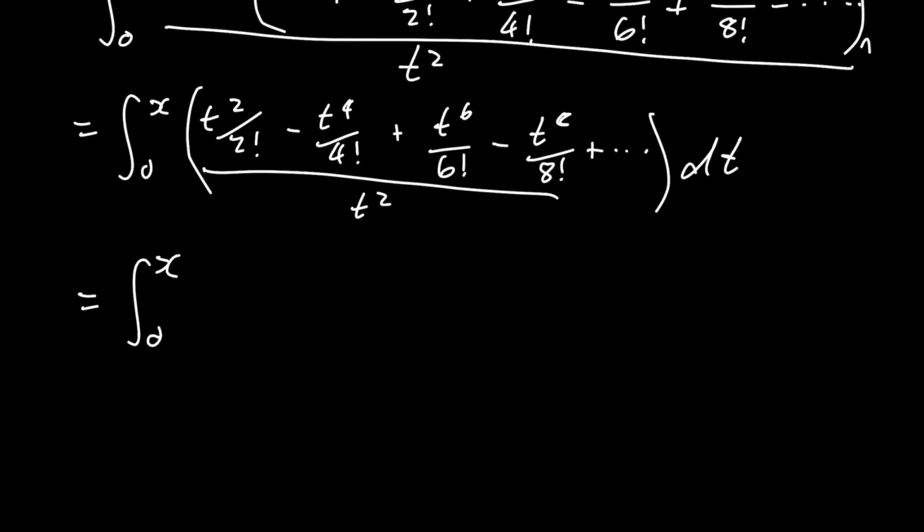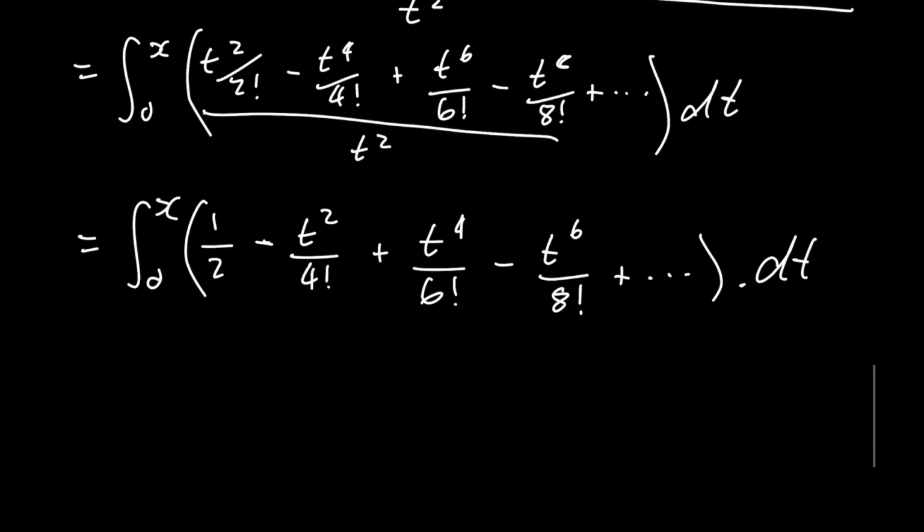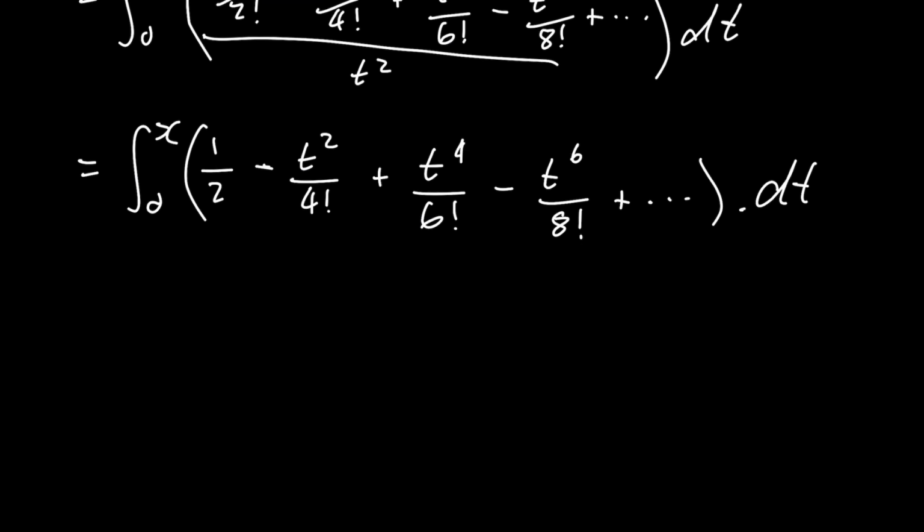So if we carry on with this and we divide all these terms by t squared, what we're left with is 1 over 2 factorial, or just 1 over 2, minus, and this t to the 4 will become t squared, that's a minus by the way, over 4 factorial plus t to the 4, because t to the 6 over t to the 2 is t to the 4, over 6 factorial, minus t to the 6 now over 8 factorial. And then again, we have many more terms. But we've only asked for the first 4 non-zero terms, so this will suffice.